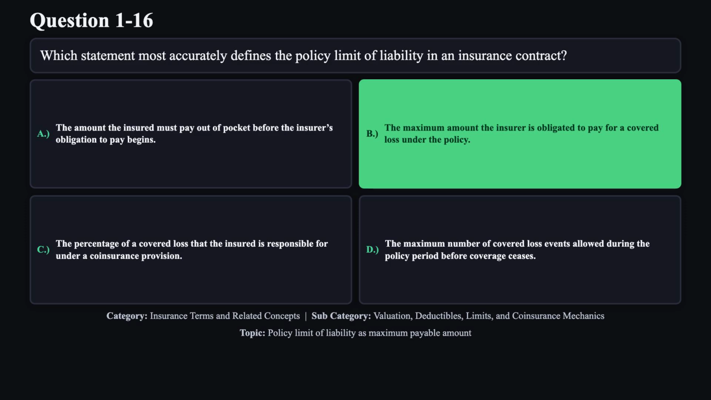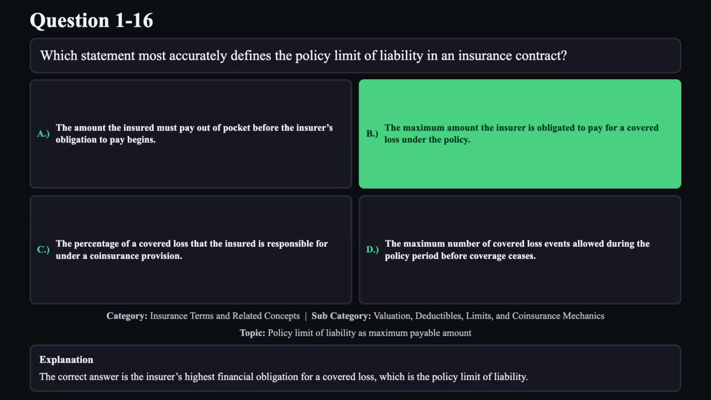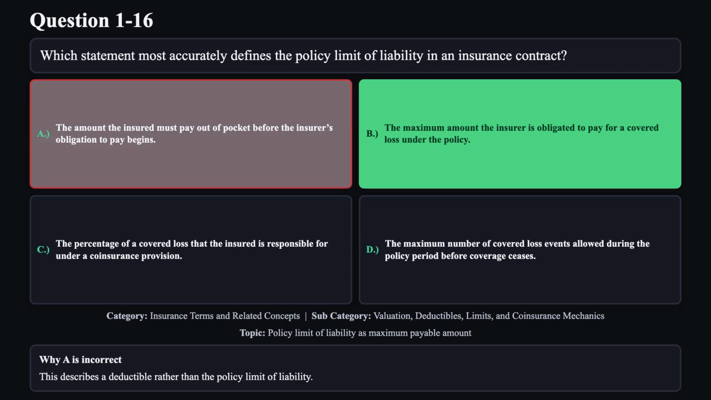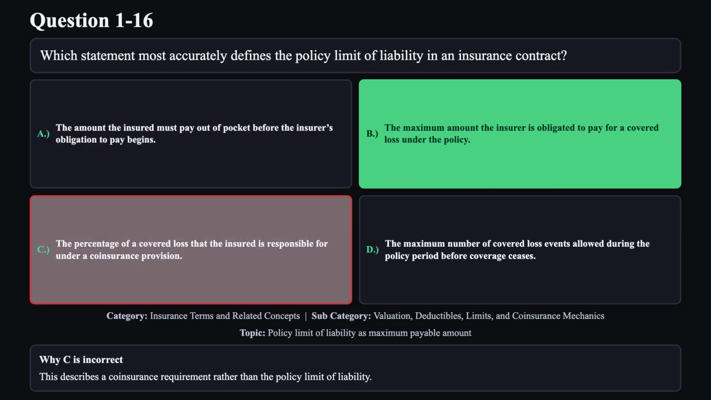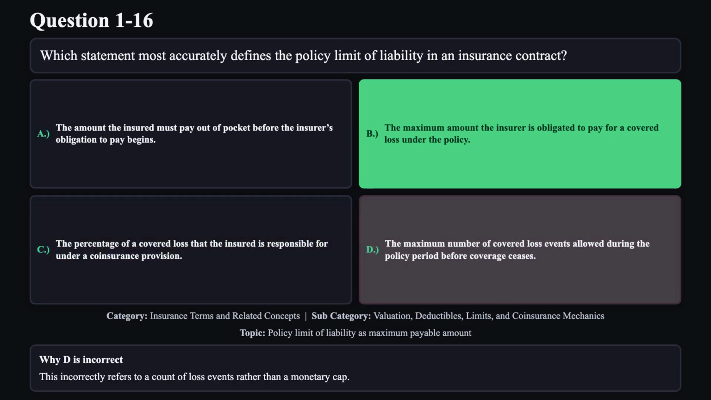The correct answer is B. The correct answer is the insurer's highest financial obligation for a covered loss, which is the policy limit of liability. Reason A is not correct. This describes a deductible rather than the policy limit of liability. Reason C is not correct. This describes a coinsurance requirement rather than the policy limit of liability. Reason D is not correct. This incorrectly refers to a count of loss events rather than a monetary cap.